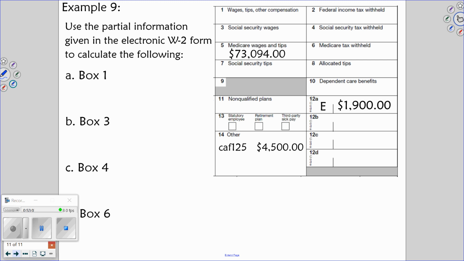All right. Use the partial information given in the electronic W-2 form to calculate the following. So I want you to tell me what number should go in box 1, 3, 4, and 6. Box 3 is the same as box 5. Social Security wages and Medicare are based on your total salary. So 3 should be the same. $73,094.